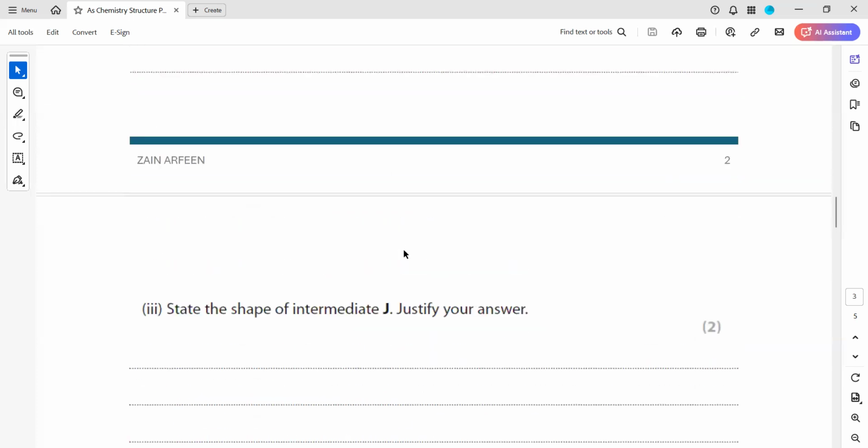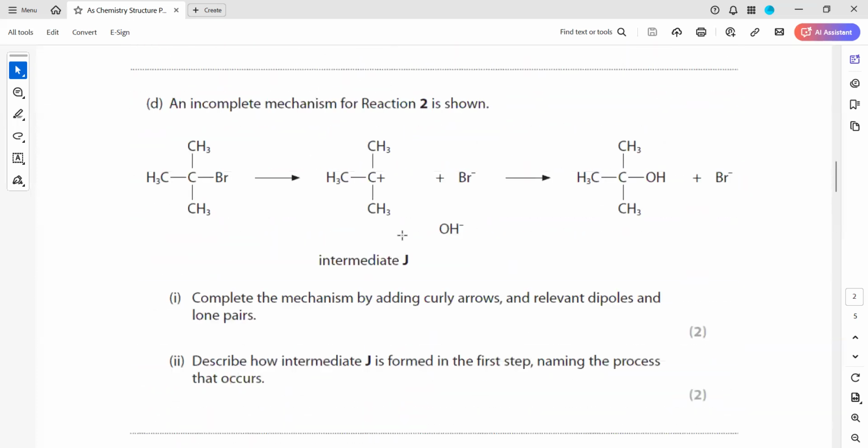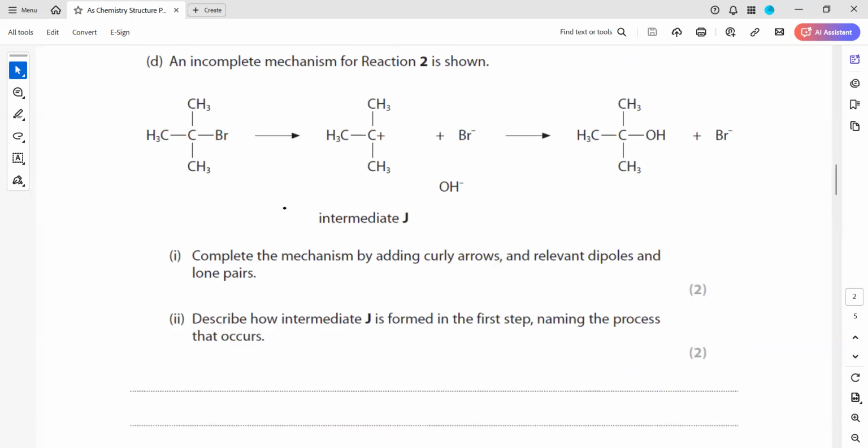State the shape of intermediate J. How to determine the shape? To determine the shape, you have to check the central atom. So how many bond pairs do you see? If you see the number of bond pairs, it is bonded with CH3. So 3 bond pairs are there and there is no lone pair because the carbon has already lost that electron. So 1 bond pair, 2 bond pair, 3 bond pair.